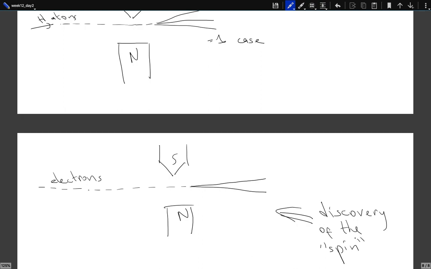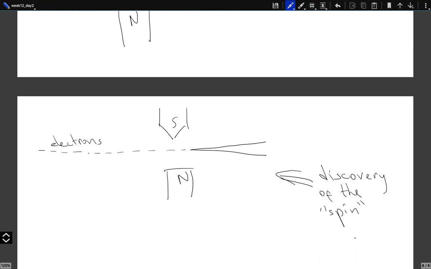So the electrons apparently have this new property that acts very similar to angular momentum. It acts very similar to L, but as L takes the values 0, 1, 2, 3, etc., spin can also take the value 1/2. Anyway, we will continue with the spin next week.